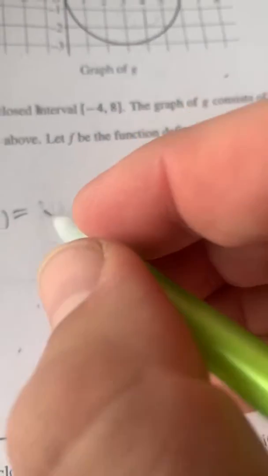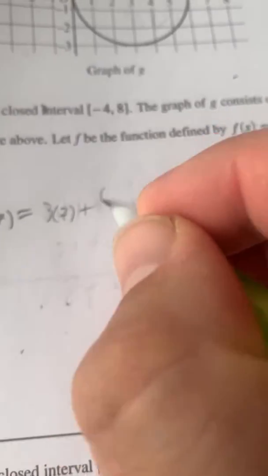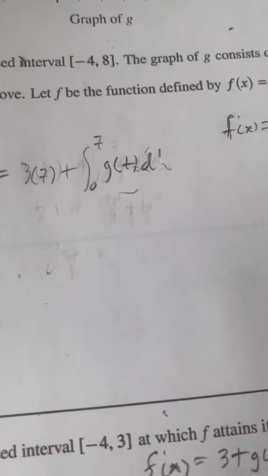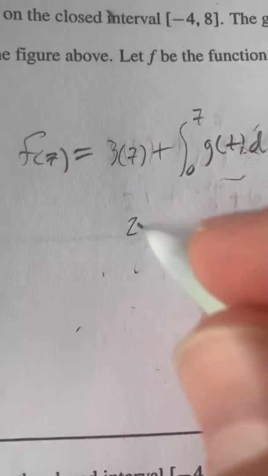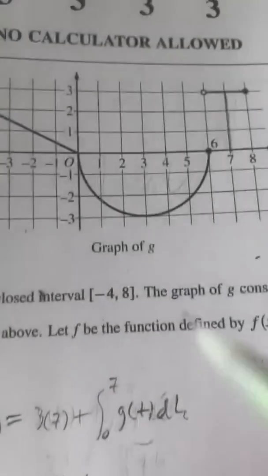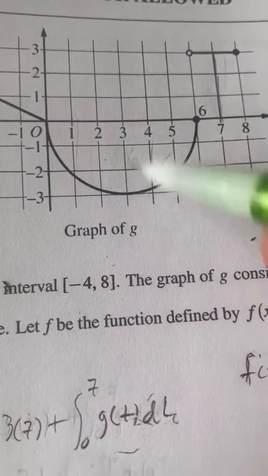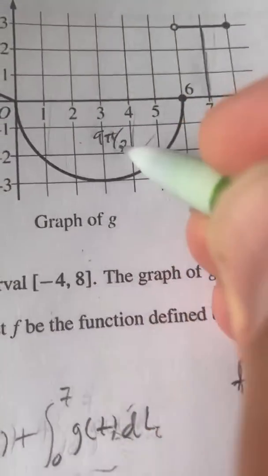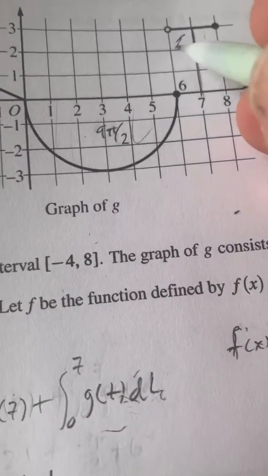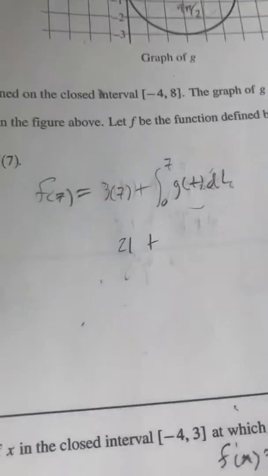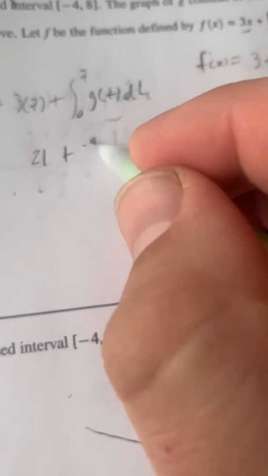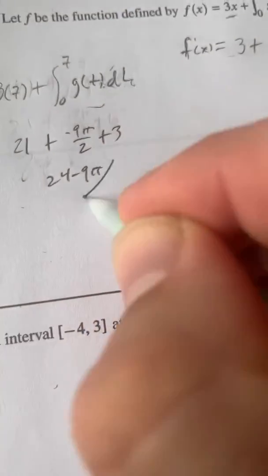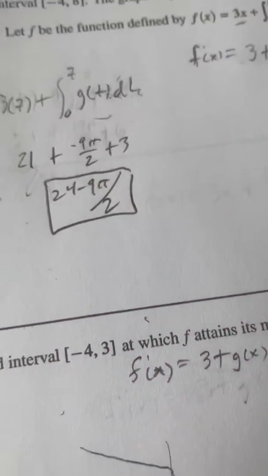So f of 7 is 3 times 7 plus the integral from 0 to 7 of g of t. So obviously we get a 21 right here. And then if we're doing the integral from 0 to 7, we're going to take this area, which is a circle with radius 3, but it's half of it. So this will be 9 pi over 2. That'll count negative because it's underneath the x-axis, and then we're only going to 7, so we'll count those 3. So I get 21 plus negative 9 pi over 2 plus 3, so I get 24 minus 9 pi over 2 for f of 7.